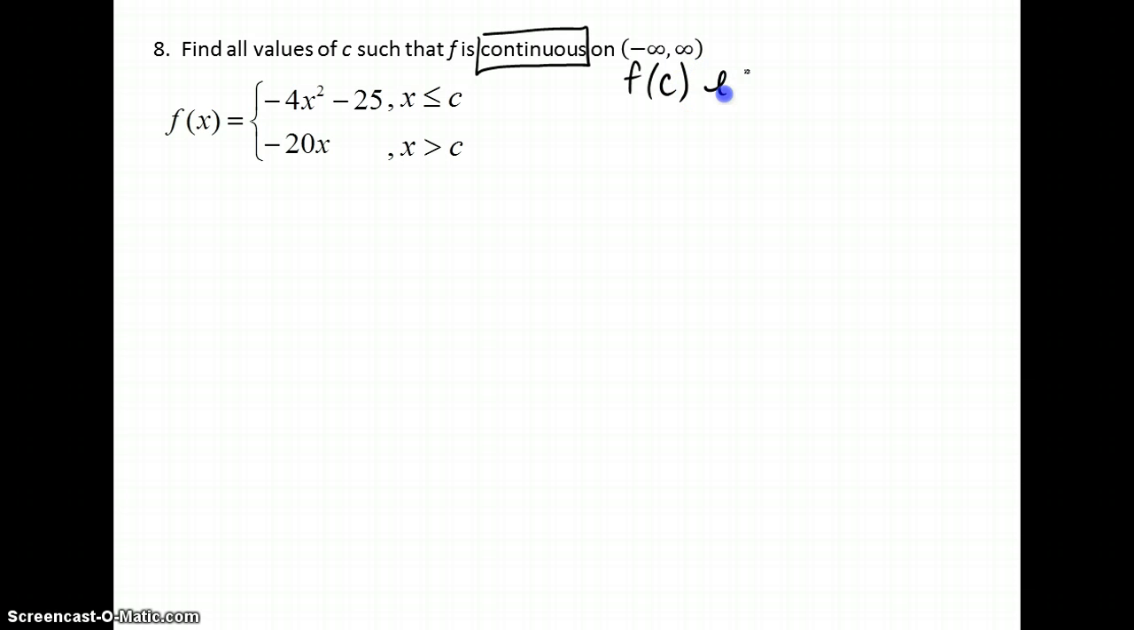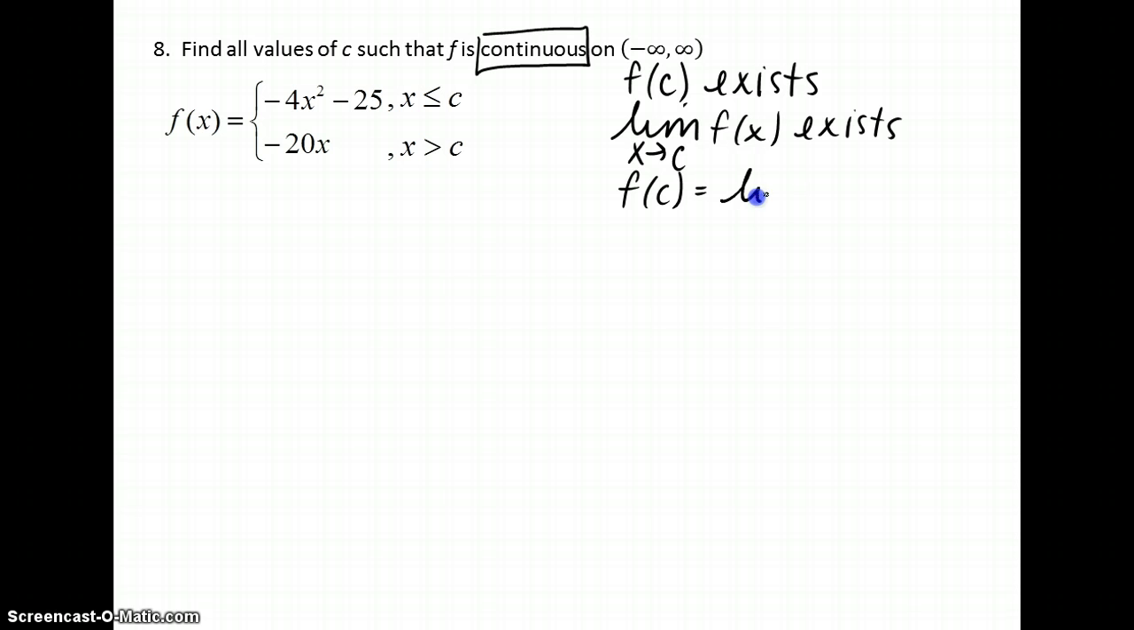Find all values of c such that the function is continuous for all real numbers. Remember, continuity at a point: the function has to exist. The limit of the function has to exist. And lastly, the value of the function and the limit of the function, they're equal. Okay, so it's a piecewise function. We'll focus on finding the limit.